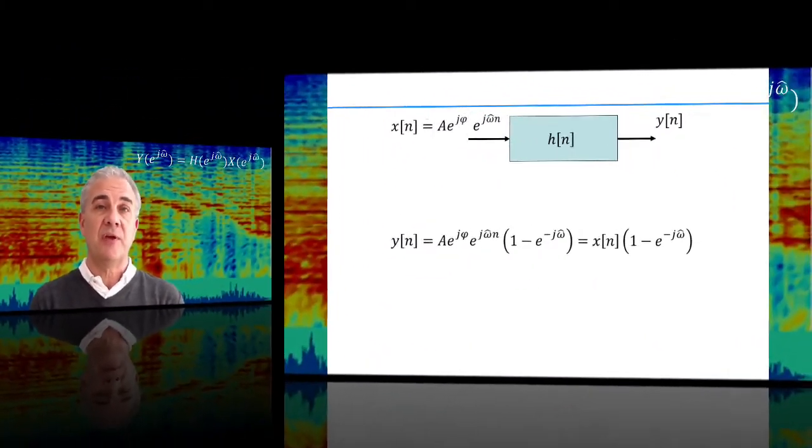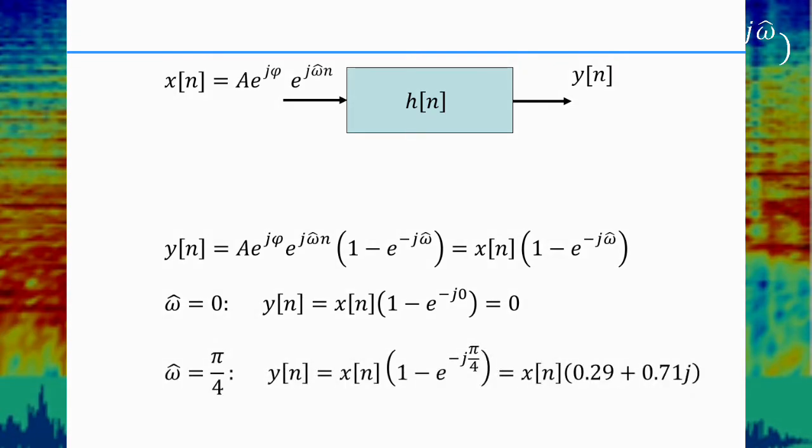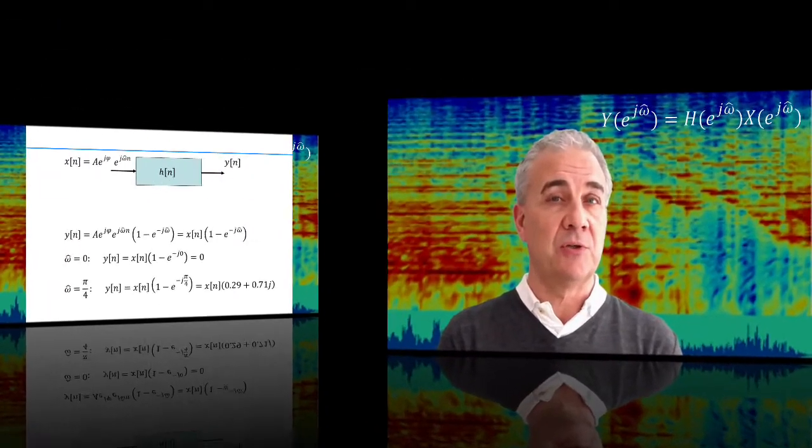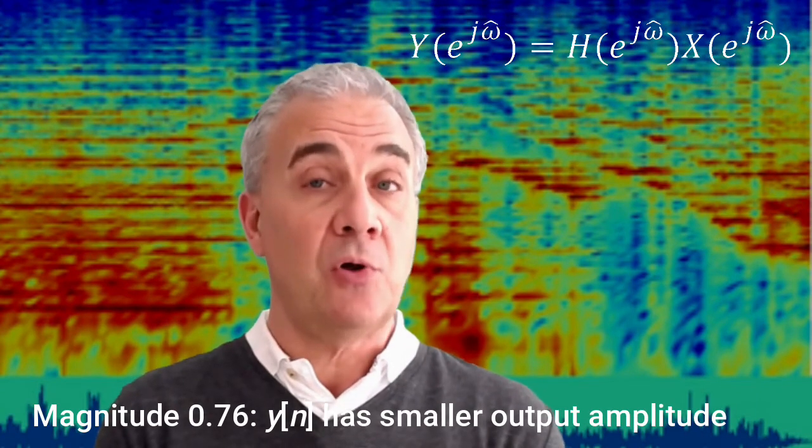For example, if the input signal has a frequency of 0, in other words it is a constant signal, we substitute omega is 0 into the expression and we see that the output signal becomes 0 for all n. And if the input signal has a frequency of pi over 4, then the multiplication factor becomes 1 minus e to the power minus j pi over 4, which is approximately 0.29 plus 0.71 j. The magnitude of this term is approximately 0.76, which indicates that the output amplitude will become smaller for an input signal with frequency pi over 4.